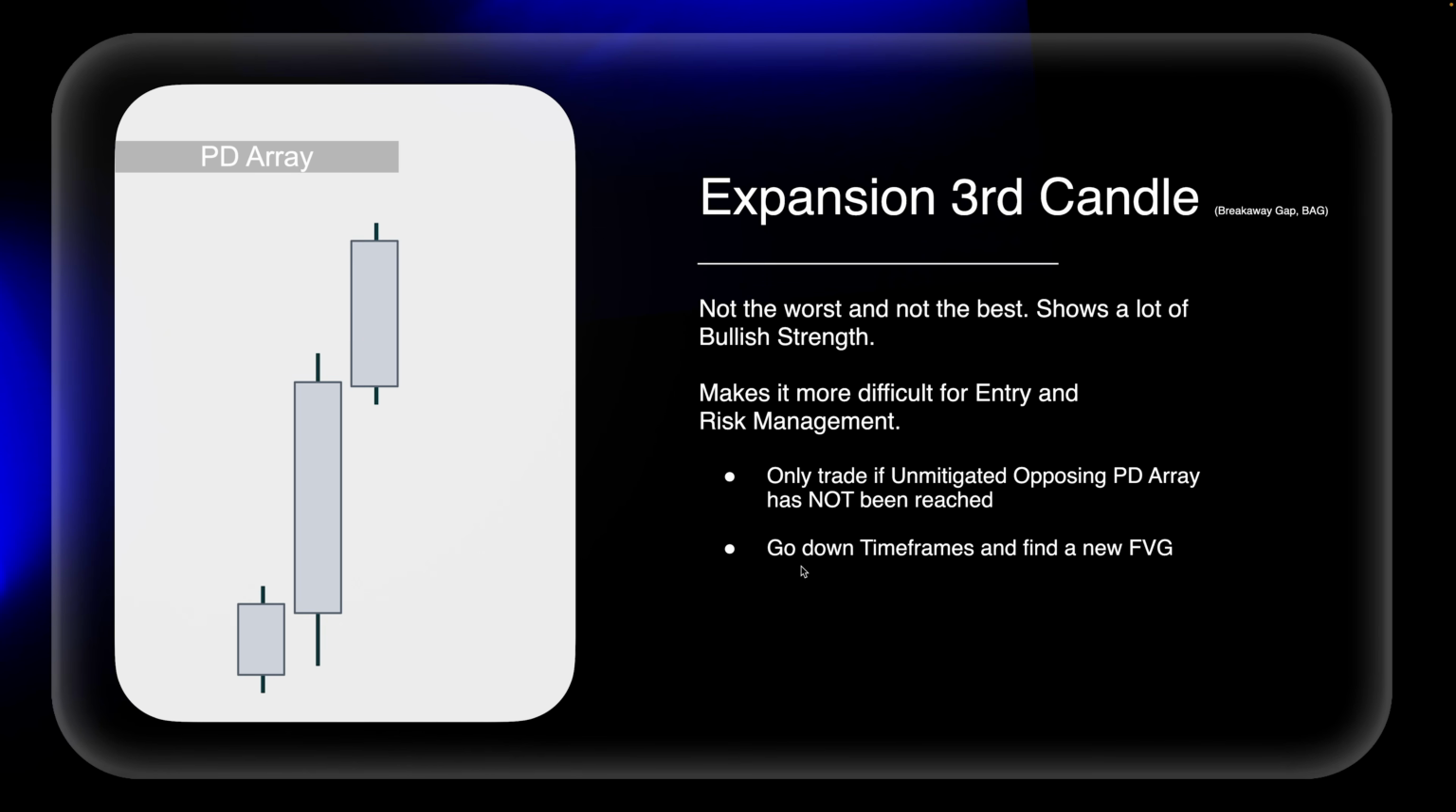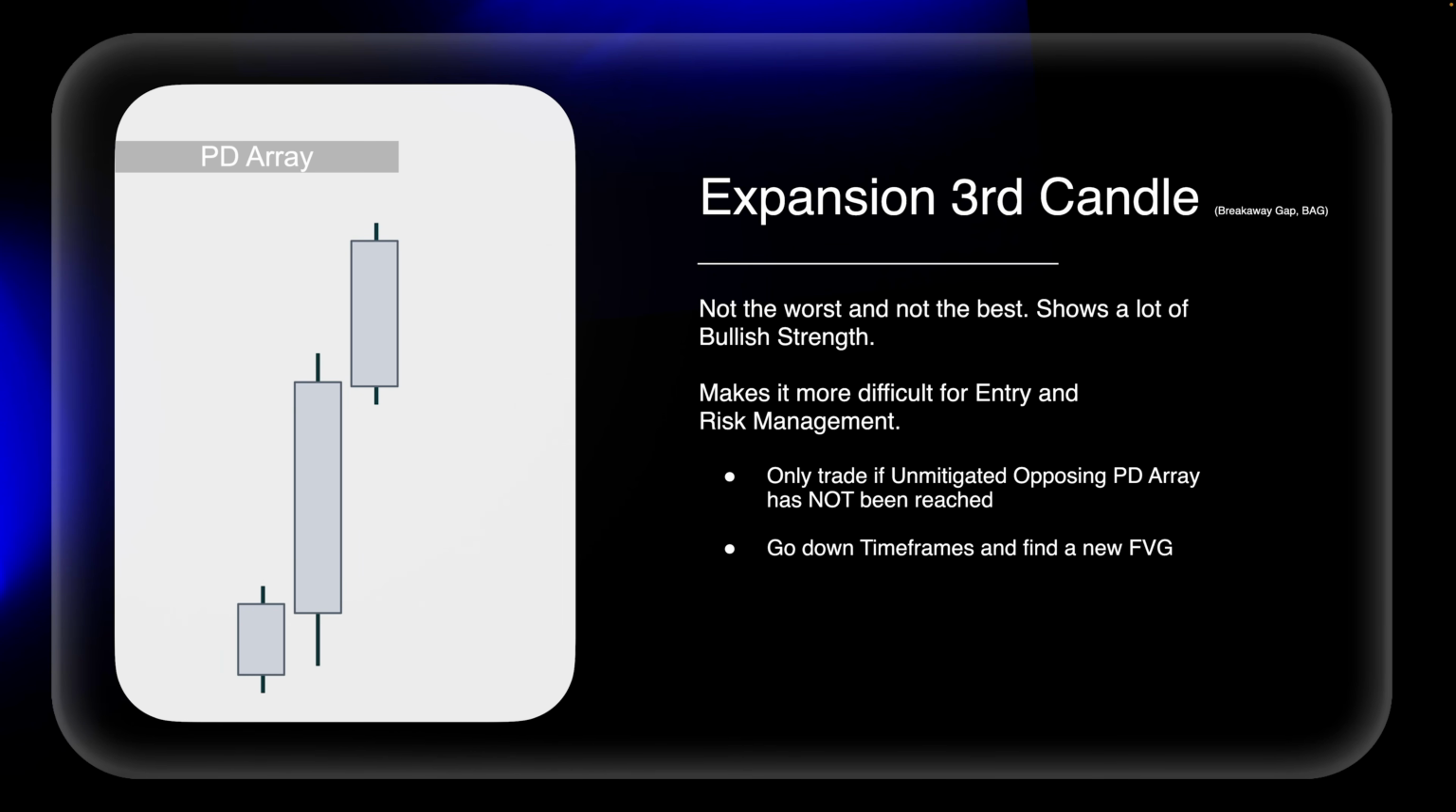Now, we can capitalize on it through the following. We can go down time frames and find a new fair value gap to capitalize on the understanding that the next candle will most likely reach that PD array. Very similar to what we went over in candle signs. We understand the next candle is most likely going to be a bullish candle until we reach that PD array. So if on one time frame that's a singular candle, we can go down time frames to find the order flow leg that will take us there.